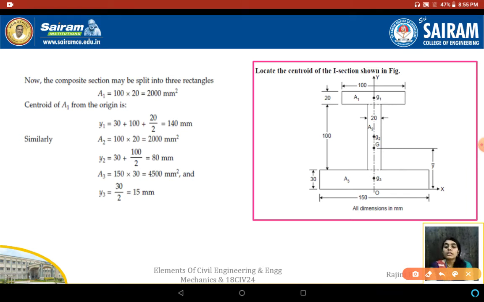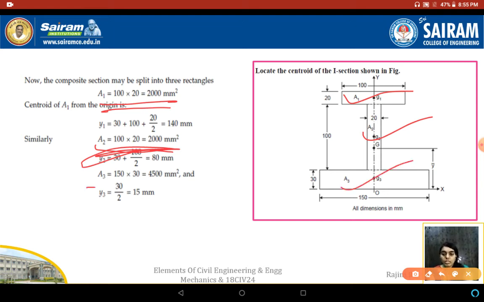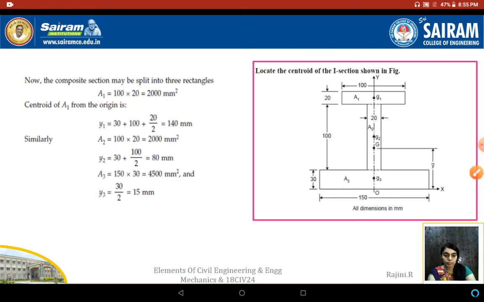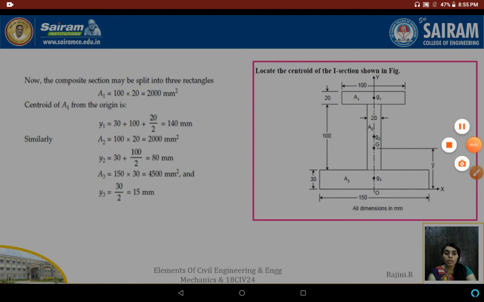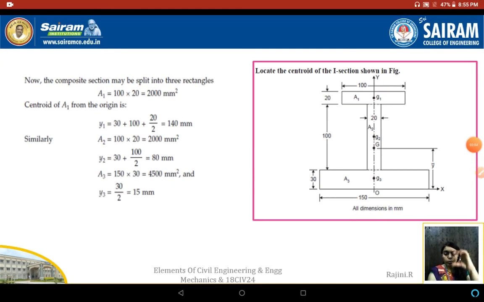This is your area 1. What is area 1? A rectangle, so 100 into 20, that is 2000 mm square. Next a2 is again a rectangle, so that is 100 into 20, that is 2000 mm square. Next a3, what is a3? Again it is a rectangle, that is 150 into 30, that is 4500 mm square. So all the areas are over. Now we will go to y1, y2, y3.